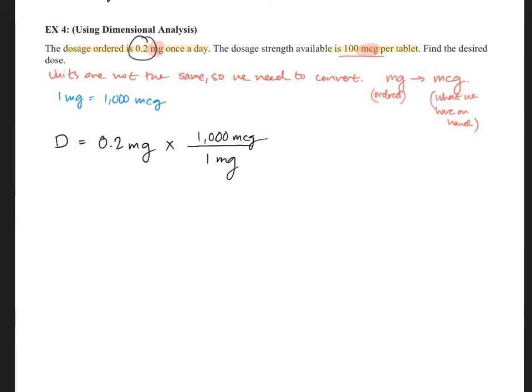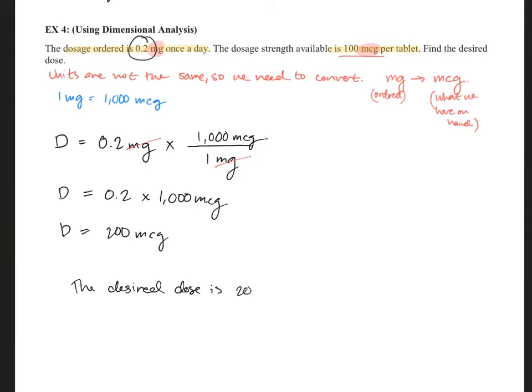Once we set up our dimensional analysis, the units cancel, and we're left with D equals 0.2 times 1,000 micrograms. Multiplying that out, D equals 200 micrograms. And there we go, we have our desired dose. The desired dose is 200 micrograms.